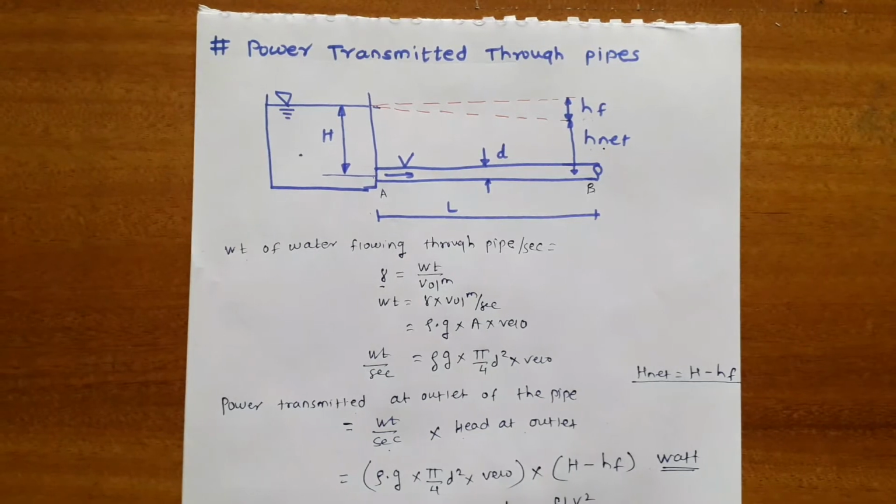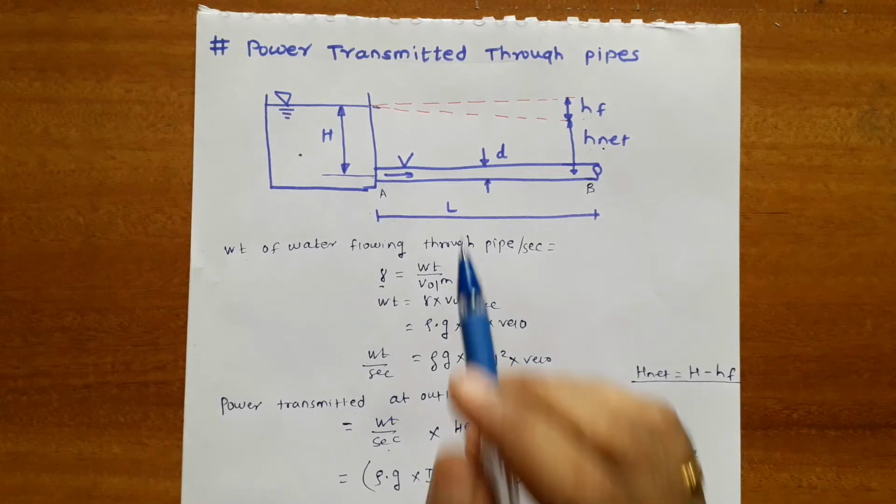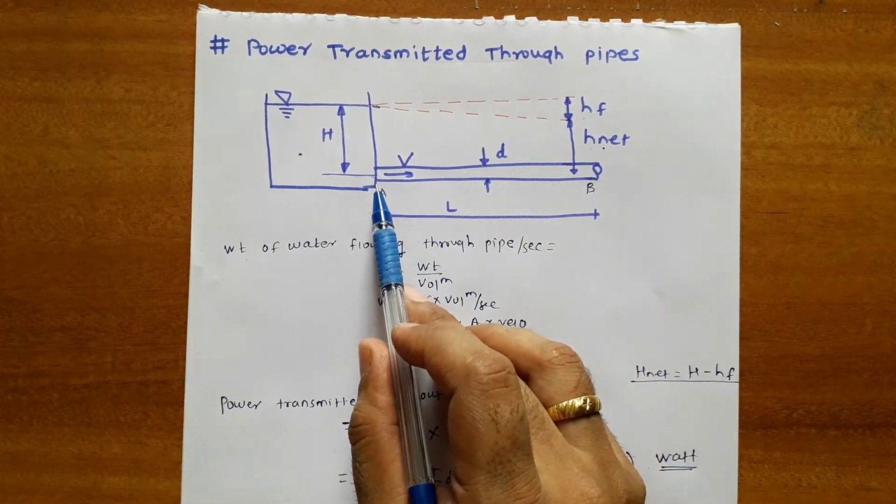Hello students, in this video we will discuss power transmitted through pipes. Power is transmitted through a pipe by water or other liquids flowing through it. The power transmitted depends upon the weight of liquid flowing through the pipe and the total head available at the end of the pipe. Consider pipe AB connected to the tank.